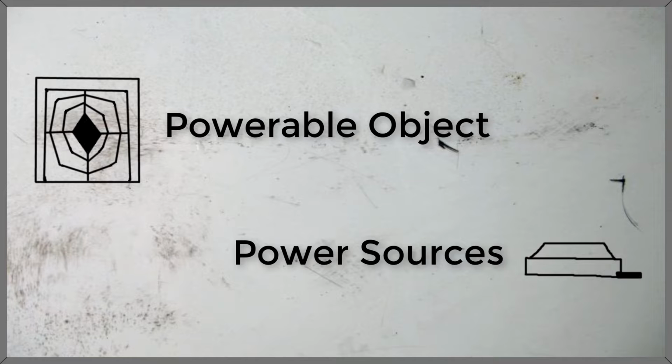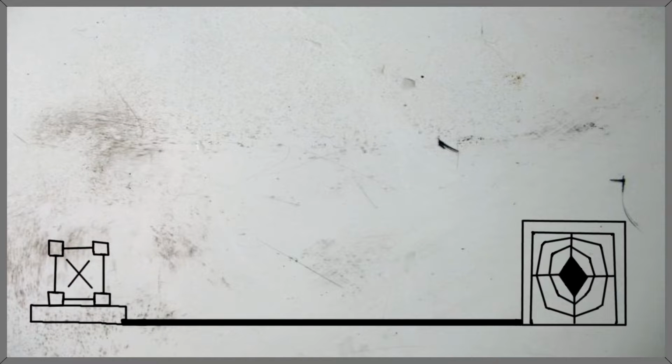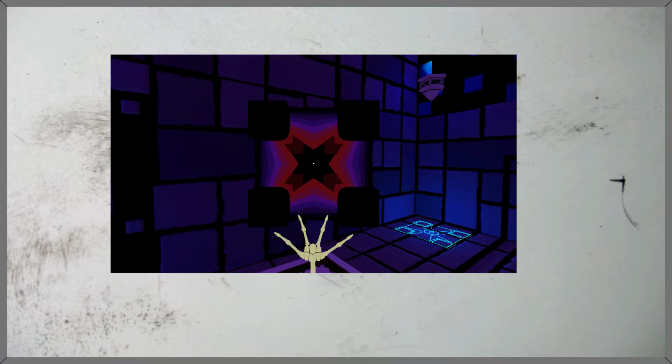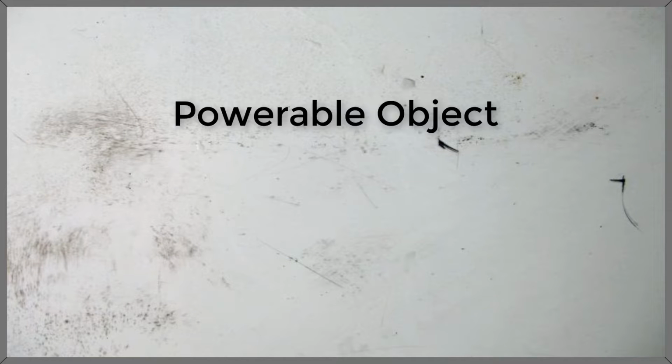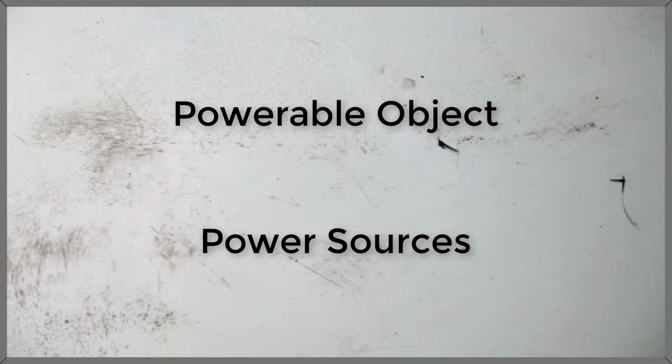The name is a pretty good indicator for what they do, but in short, one of them generates power when a condition is met, and another performs an action when it receives power. For example, a pressure button powering a door. The power source is the pressure button, and the powerable object is the door. A lot of the puzzle solving in this game will come down to the interactions between powerable objects and power sources. So let's go over a few of them.